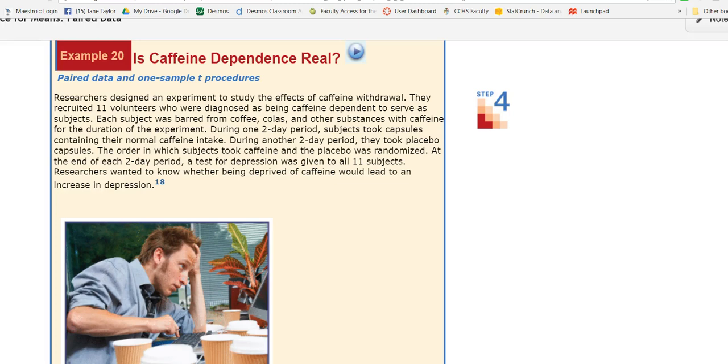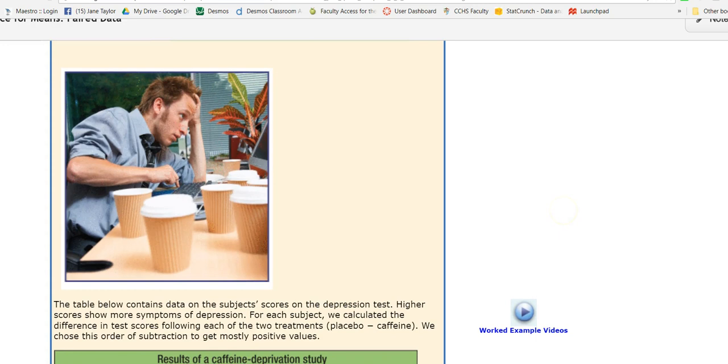Now we want to look at how to use the Nspire to do paired data and one sample T procedures. In this experiment, researchers wanted to find out if caffeine deprival led to depression. So they randomly assigned patients to either take a caffeine pill, first of all, not to use any other caffeine source, but either take a caffeine pill or a placebo, and then they would test their level of depression at the end of each 2-day period where they had either had caffeine or had placebo.